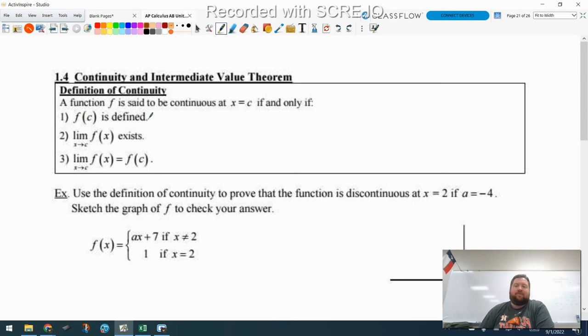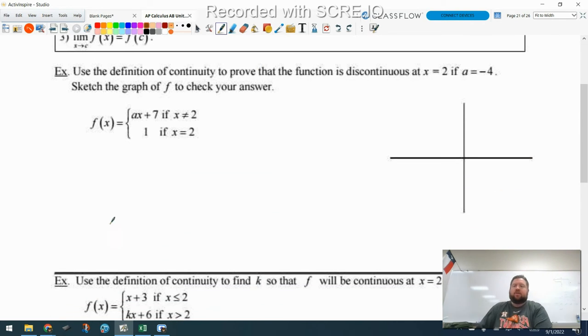All right, so this is just that same definition of continuity we saw in our last lesson. f of c must be defined. The limit as x approaches c of f of x must exist, and that limit must equal f of c for the function to be continuous at a specific point. All right, so first example says use that definition of continuity to prove that the function is discontinuous at x equals 2 if a is equal to -4. Sketch the graph to check your answer.